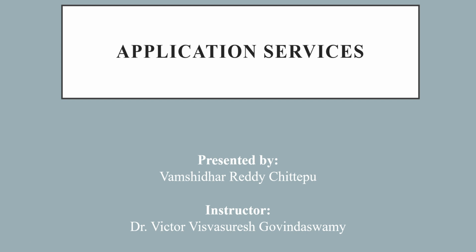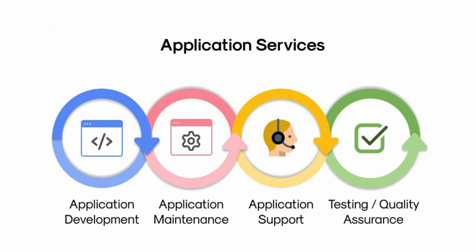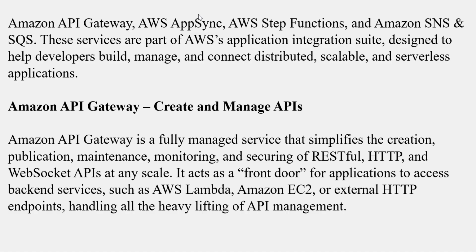To build an application, we need application development, application maintenance, support, testing, and quality assurance to change things as per the market. Today, we'll go with the core AWS application services: Amazon API Gateway, Amazon Simple Notification Service, as we can say SNS, SQS, which stands for Simple Queue Service, and Step Functions.